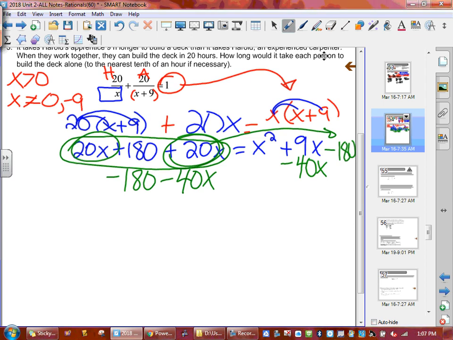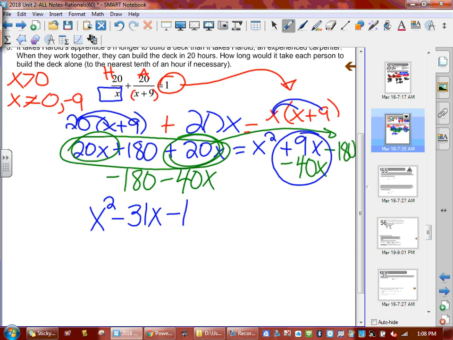So now all we've got to do is add like terms on each side. If I add like terms on the left, everything is gone. It disappears. On the right-hand side, I've got to add the 9 and the negative 40. That's going to give me a negative 31. So now what I have is x squared minus 31x minus 180 equals 0.